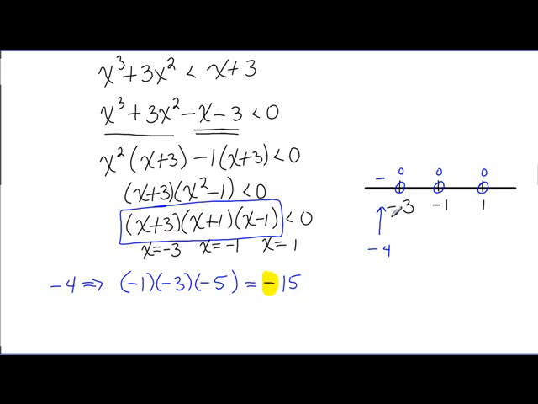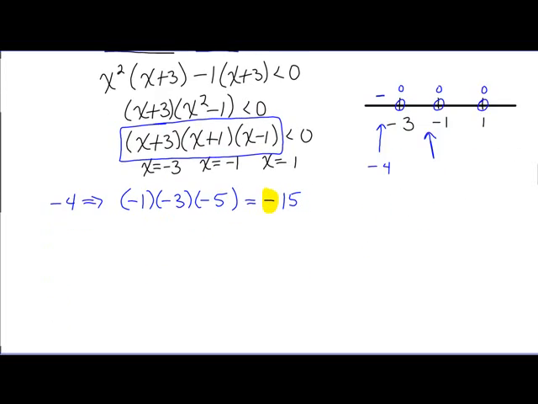I'm going to pick my favorite number in between negative 3 and negative 1. I would choose negative 2 in there, and then substitute into the factored form. Negative 2 plus 3 would be 1. Negative 2 plus 1 would be negative 1. Negative 2 minus 1 would be negative 3. And that's going to give me a positive answer. I don't really care what number that is, I just care that it's positive. And then I indicate that on the number line.